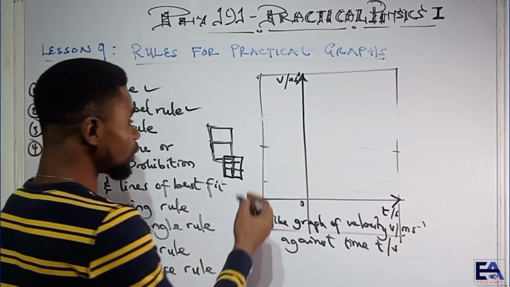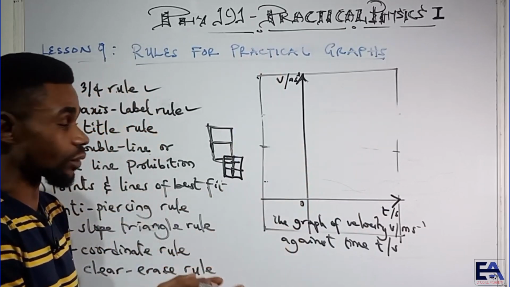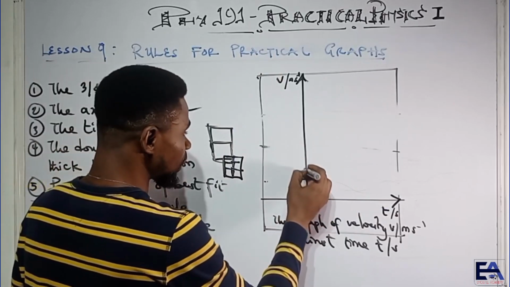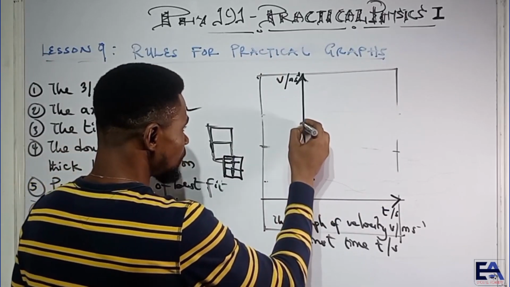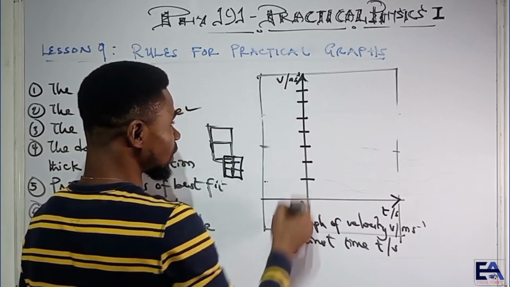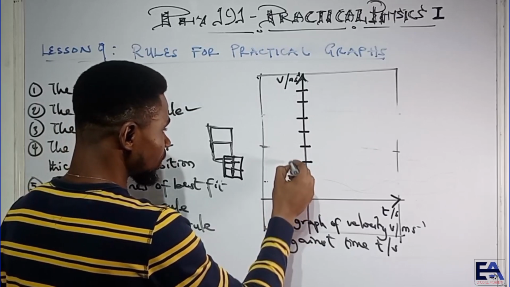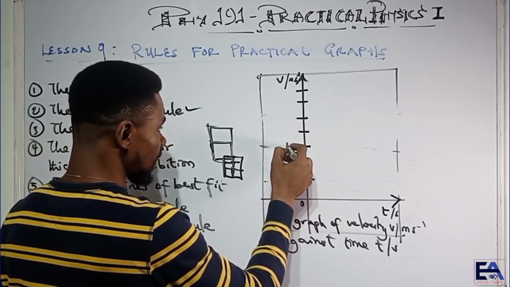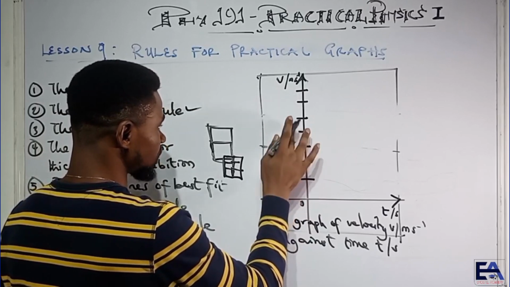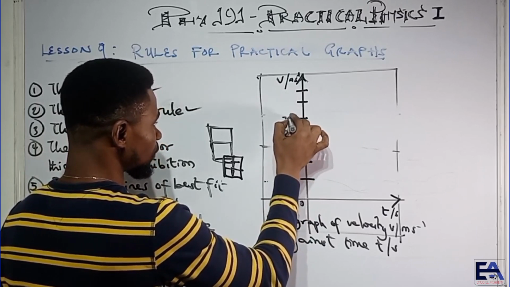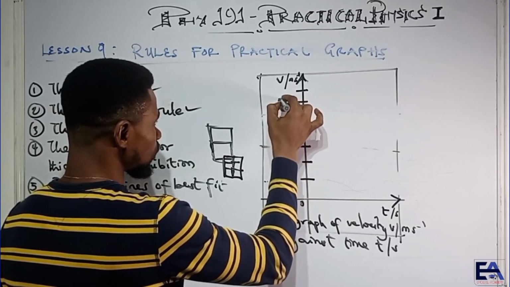Which means if you use 2 centimeters to represent 5 meters per second on the velocity axis, it means that every 2 centimeters represent 5 units on the v-axis. So this one will be 5, another 5, 10, another 5, 15, plus another 5, 20, plus another 5, 25, and so on and so forth.